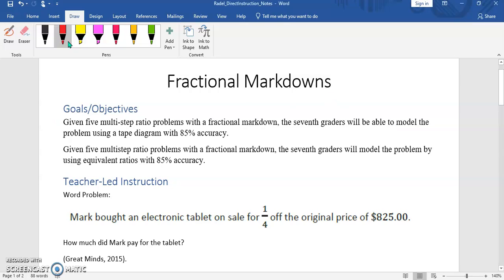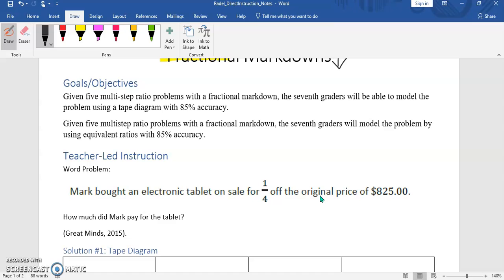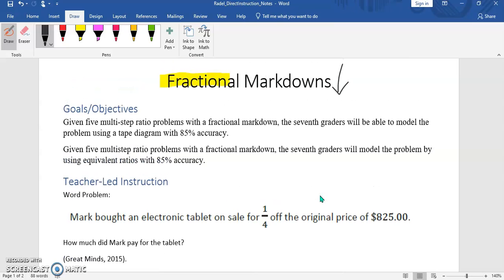So the fractional means that it's going to be a fraction, and the markdown means that it's going to be some sort of discount on the original price. So a markdown is a discount on the original price. We are going to answer the same problem 2 different ways.